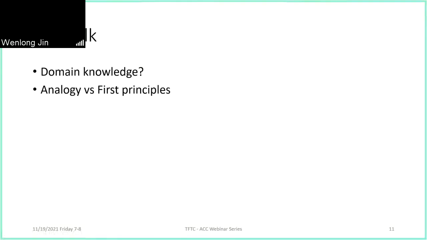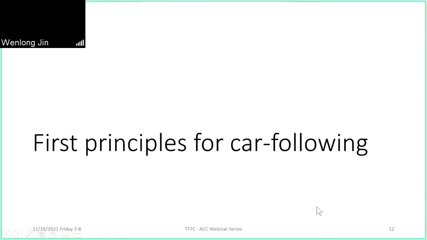But in this talk, I want to try to convey the message that if we focus a little bit more on first principles, this can help to develop our own domain knowledge. Traditionally, car following models, stimulus response, those kinds of models, were based more on analogy, without really getting into the first principles of traffic flow. Those models are useful, but they did not capture the most fundamental properties of traffic flow, and cannot be used to guide autonomous vehicles.